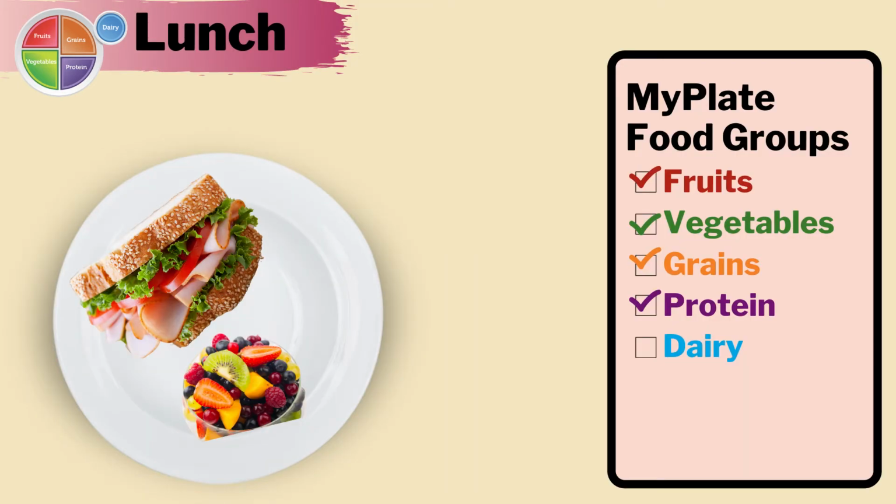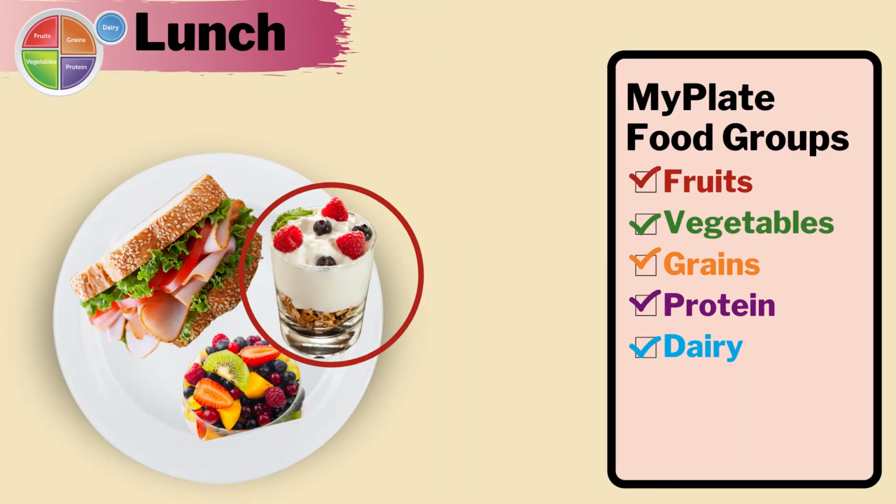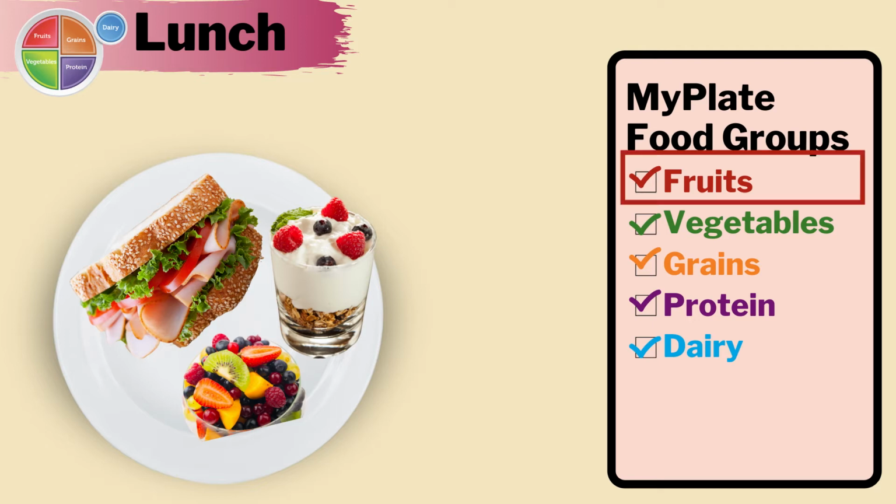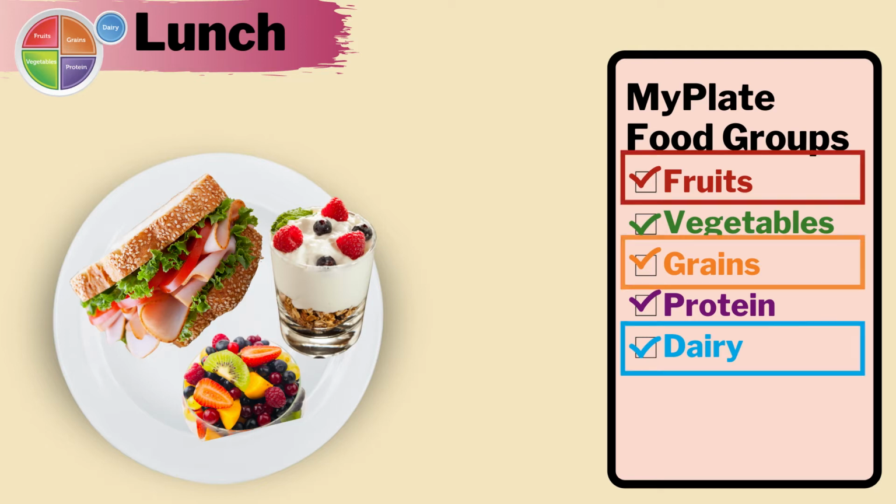Now, let's move on to lunch. For lunch, I added a fruit parfait. The fruit parfait combined with the fruit cup helped me meet the recommended amount for the fruit food group. Because I added more fruit at this meal, I reduced my portion of orange juice at breakfast. With the addition of the fruit parfait, I included the fruit, grain, and dairy food groups in my lunch.